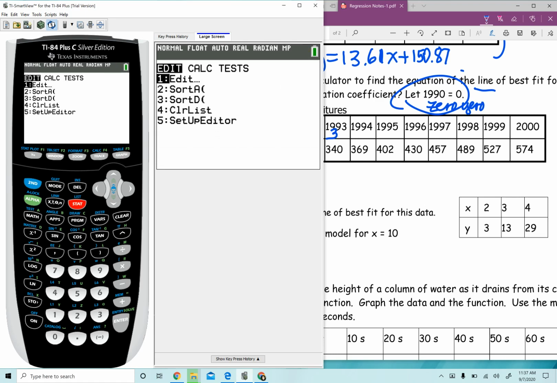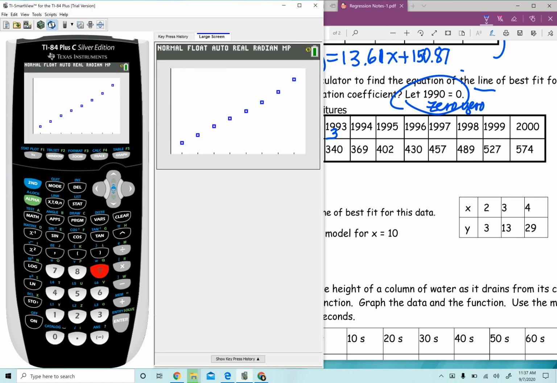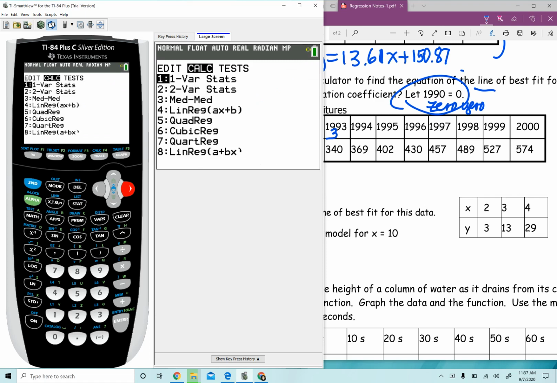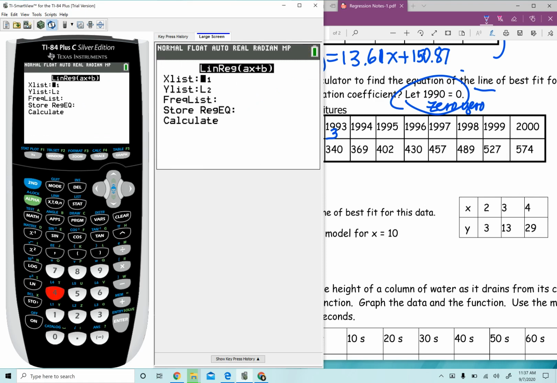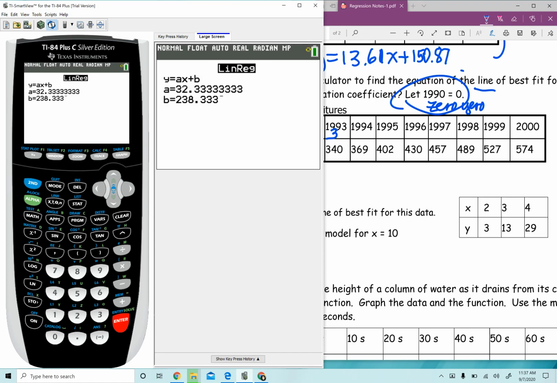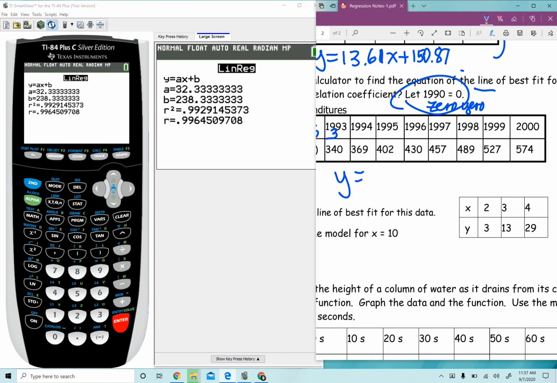Stat calc. Well, let's look at it first. We've already put the data in. We've already turned on our scatter plot. That definitely looks linear. So now we stat calc that. Number 4, we're going to store the regression equation in alpha trace. So we get the line y equals 32.333, which is 32 1/3, plus 238.333, and our r squared is 99.29.